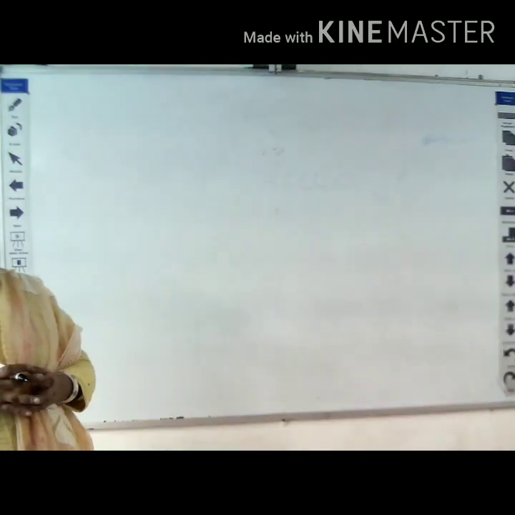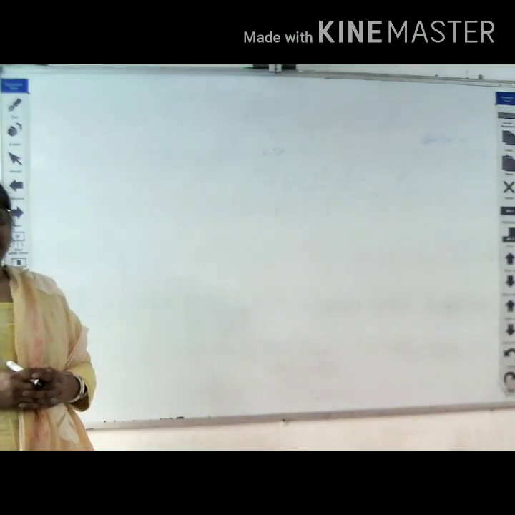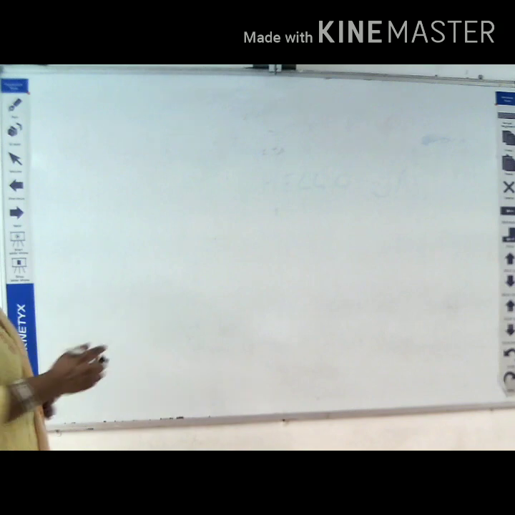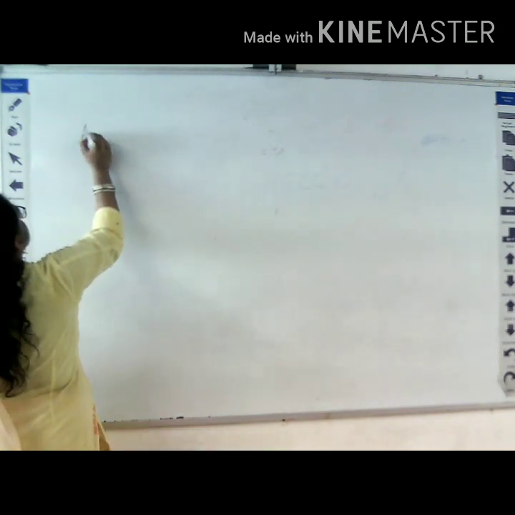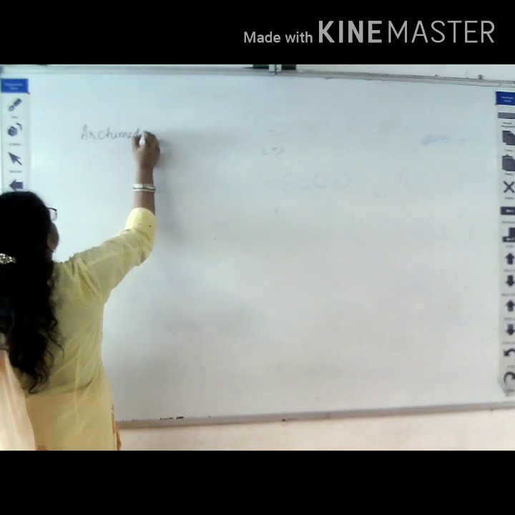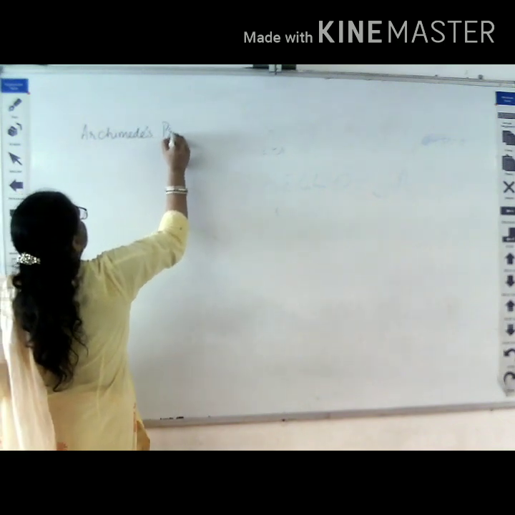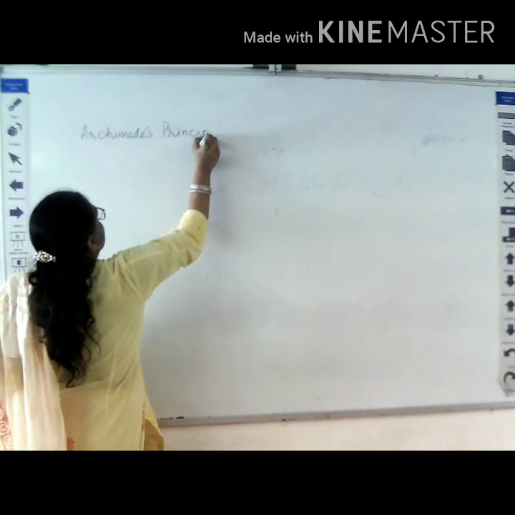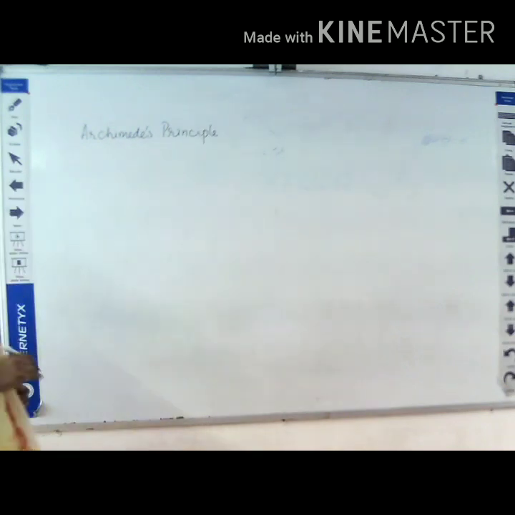Good morning, children. In today's class, we will see how Archimedes' principle can be utilized for calculating the relative density of a substance. Before doing this, let's see or recall what is density and relative density.